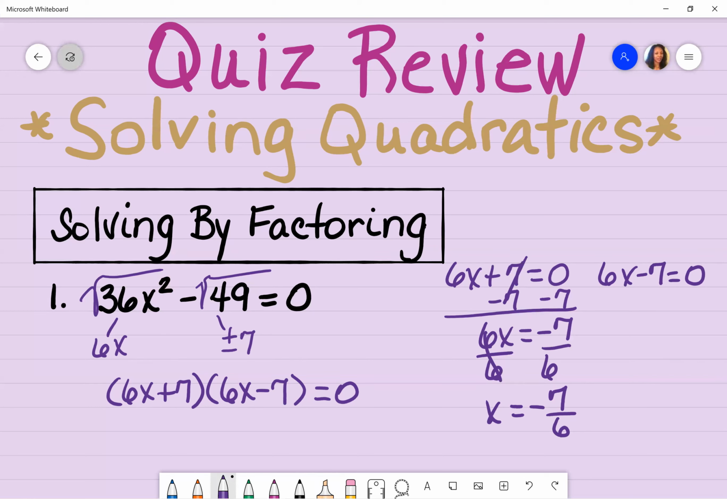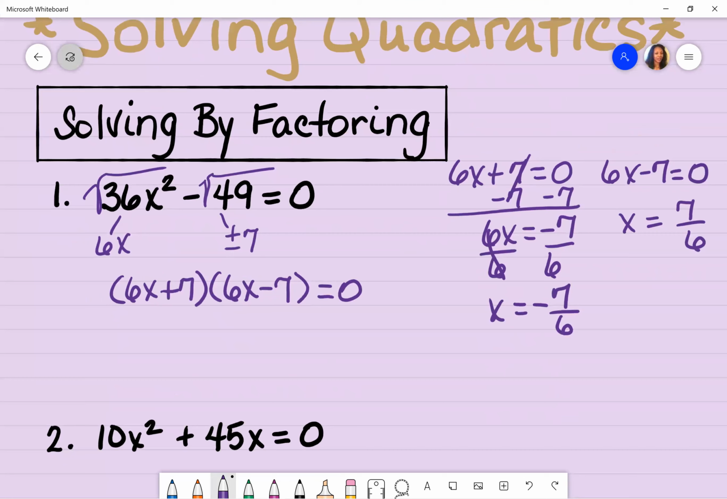I told you in class that an easier way to find your x is to change the sign in front of your constant and then divide by the number that's in front of your x. So if we did that, instead of negative 7, it will be a positive 7. And then divide that by what's in front of my x. Well, that would be 6. Those are my values for x. So x is the set of negative 7 over 6 and 7 over 6.